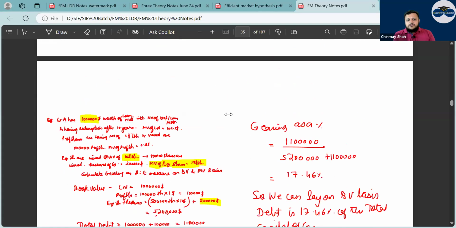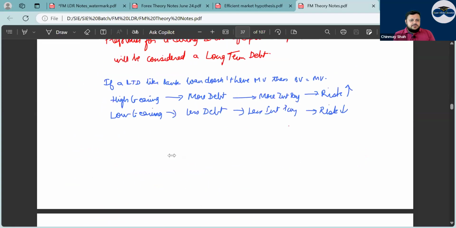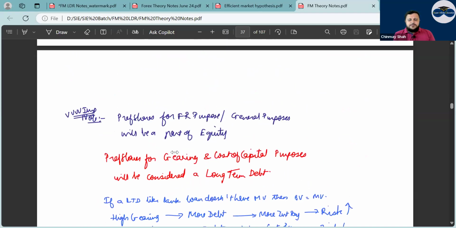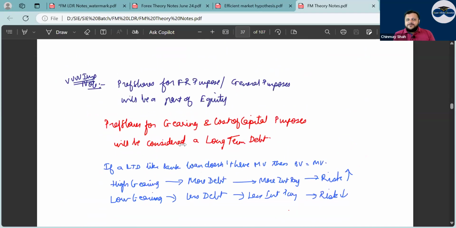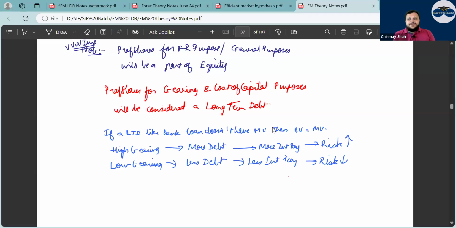I have done an additional question here for you to understand. Preference shares, for financial reporting purposes or general purposes, will be part of equity, right? But for gearing purposes, preference share will be debt or equity? Debt. Preference share will be debt for gearing purposes, correct? If long-term debt like a bank loan doesn't have a market value, then book value is equal to market value.